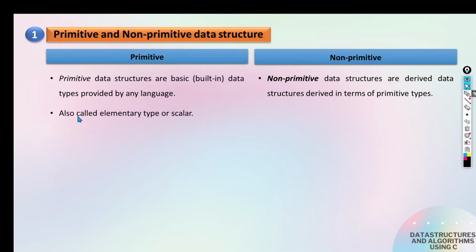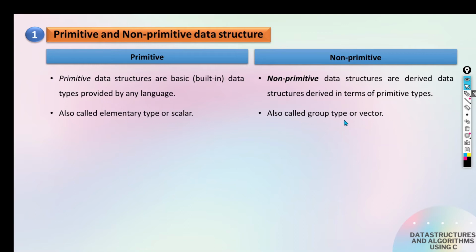Clear? Also called elementary type or scalar type. Primitives are also called elementary type, that is the basic type, inbuilt type. Scalar, why? Because they can hold only a single value. That is the reason we call it scalar.